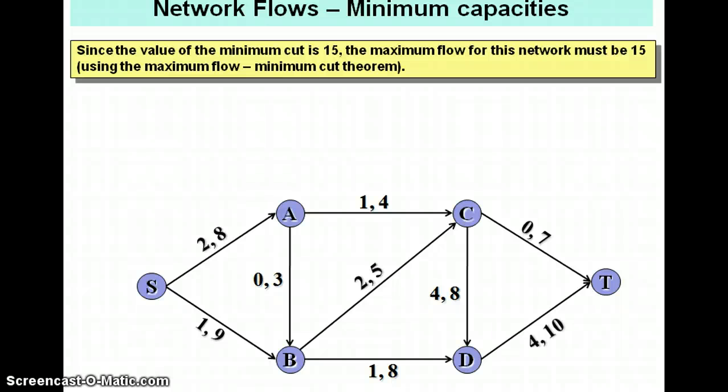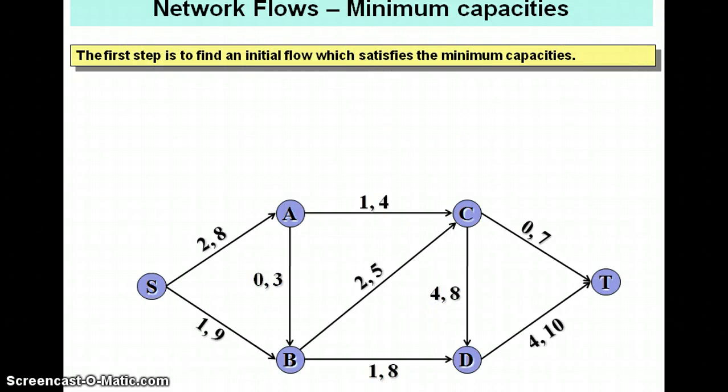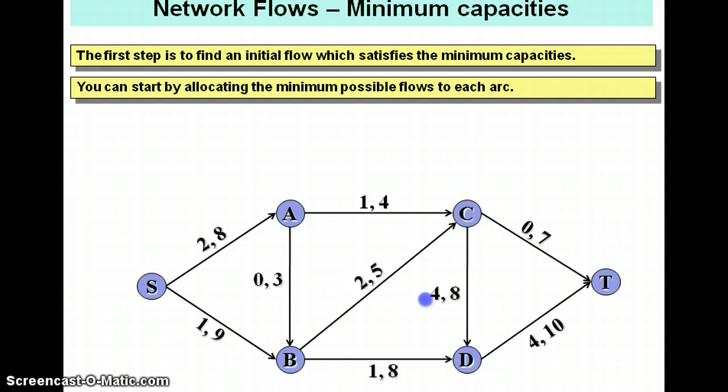Unfortunately, with networks with minimum capacities, this isn't as easy as with previous networks, because before we start, we have to modify our labelling procedure. We do this by looking at the minimum capacities that have to flow through each arc. These are the red numbers on the arcs. Those are the minimum capacities. You can see they correspond with the first number.